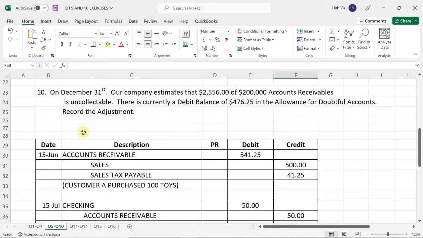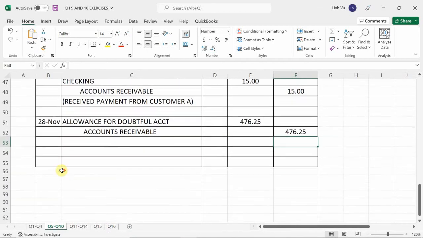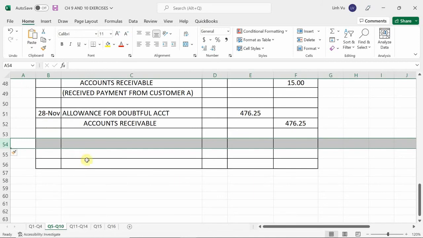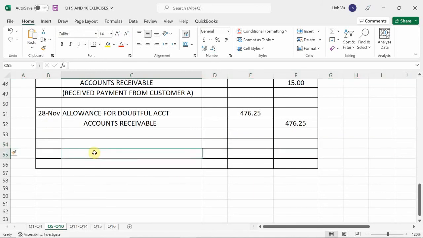Okay. So here, if on December 31st our company has estimated that $2,556 is to be uncollectible, and there's currently a $476.25 debit in the allowance for doubtful accounts, how do we record this adjustment? Okay, would it be allowance for doubtful debts? That wouldn't be the first thing. Okay, it'd be accounts receivable? No, because we are not increasing our accounts receivable. We're making an adjustment entry for what? If we say that there is accounts receivable that's to be uncollectible, what are we doing here?